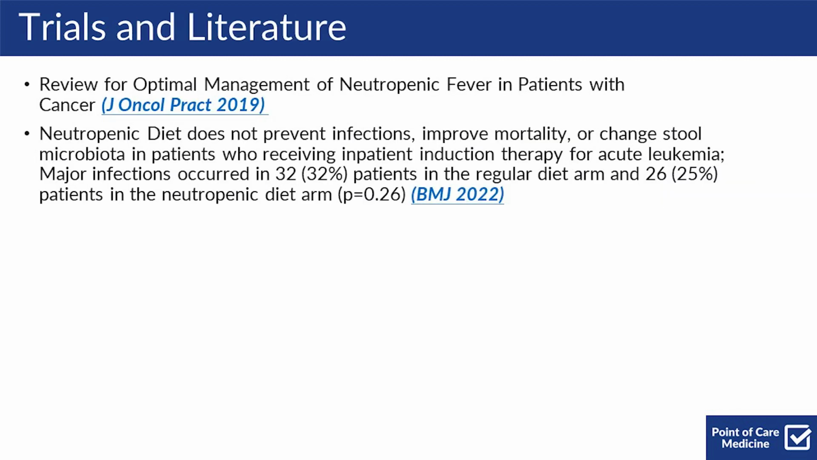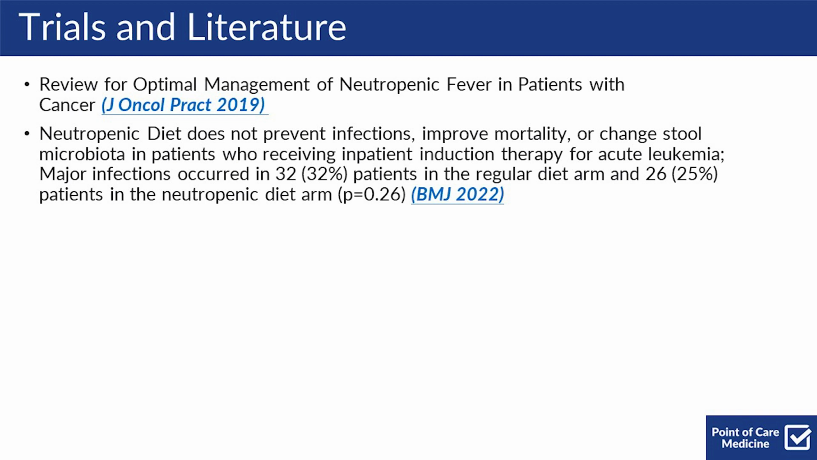Some trials and literature that we'll link off to, including the neutropenic diet. It does not actually prevent infections, improve mortality, or change stool microbiota in patients who are receiving inpatient induction therapy for acute leukemia. Major infections occurred in 32% of patients in the regular diet arm and 26 or 25% of patients in the neutropenic diet arm with a p-value of 0.26.